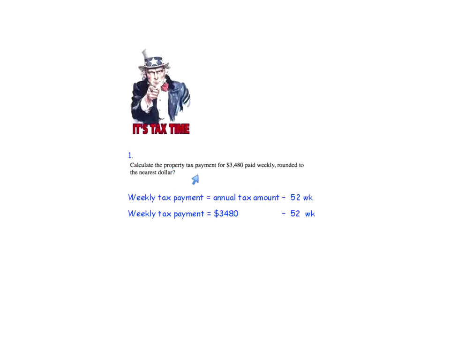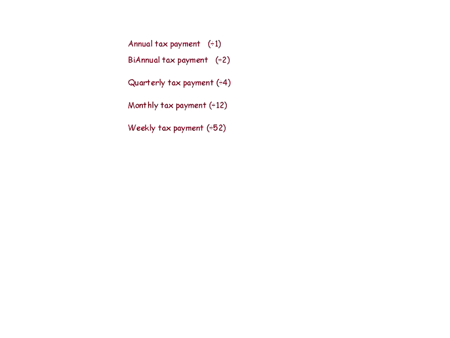Anyway, so question number 1 here says, calculate the property tax payment for $3,480 paid weekly, rounded to the nearest dollar. So the way we make the calculation is we take the annual tax amount, that's $3,480, and we divide by 52 because there's 52 weeks in a year. And that will help us to find the weekly tax amount. Okay, so this one's pretty straightforward, right? Just calculate it by taking the yearly amount and divide by the 52 weeks of the year.